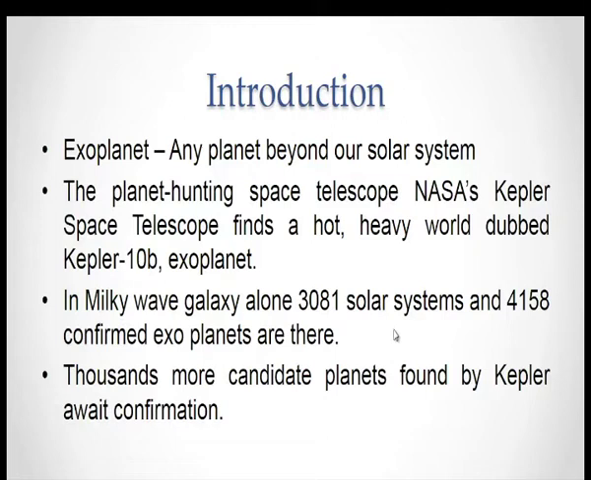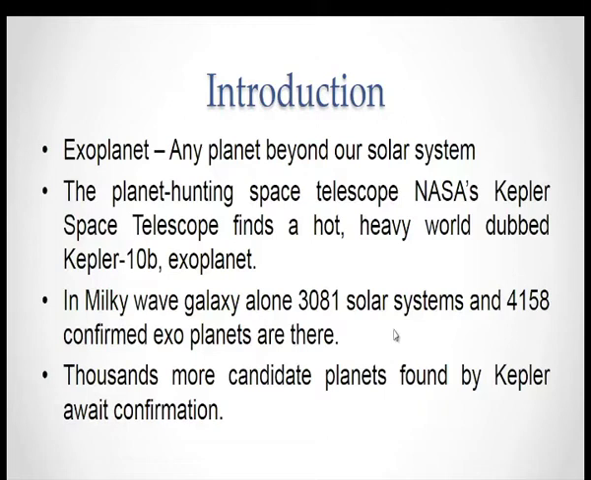In the Milky Way galaxy alone, there are 3081 explored solar systems. Apart from these known solar systems, many may be there. Astronomers and scientists are still exploring the existence of many solar systems. In the Milky Way galaxy alone, and if you take our universe, many galaxies are there. If each galaxy accounts for 3000 solar systems, then you can think about billions of solar systems in our universe.